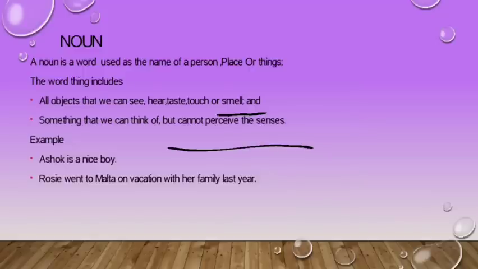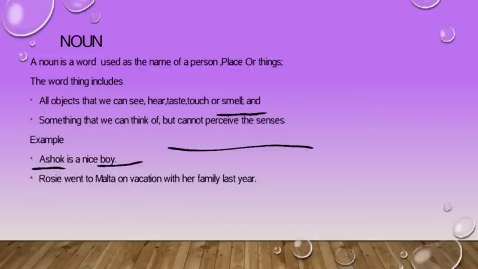Let's look into this example. Ashok is a nice boy. You can see here that Ashok is a noun. Ashok is a name, hence a noun. And I have used boy, representing a common noun.